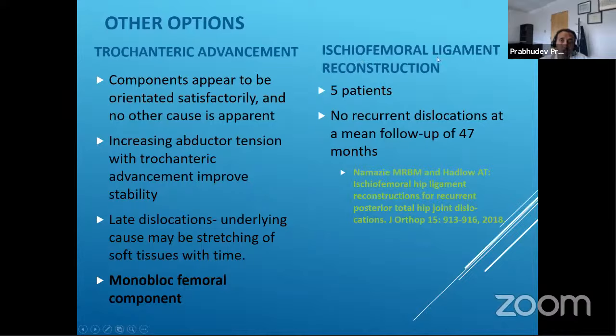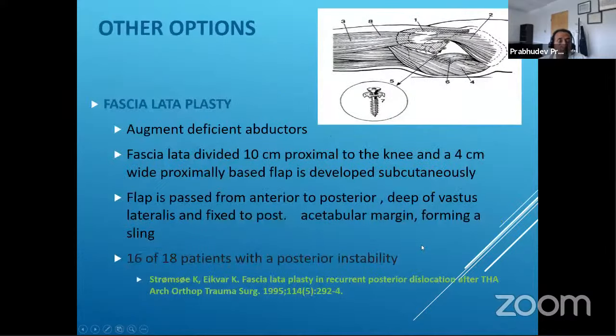Ischiofemoral ligament reconstruction has been defined. This was a study involving only 5 patients. Basically, they used Achilles tendon to reconstruct the ischiofemoral ligament. Again, this is in posterior approach, and they found no recurrent dislocations at a mean follow-up of 47 months. This is something to keep in mind. Fascia lata plasty has also been defined.